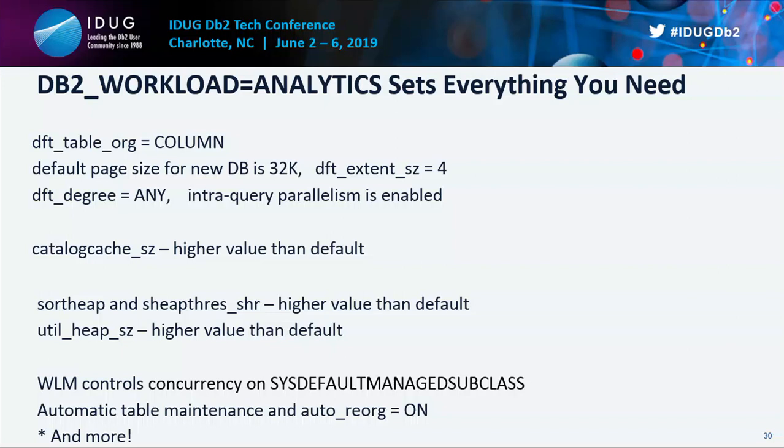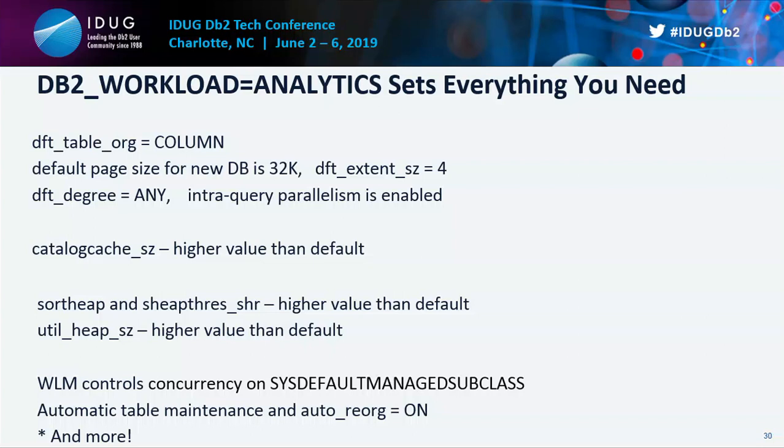So what does workload analytics do? Number one is it sets the default table org to column. So from that point on, every time you say create table, if you don't specify, you get a column organized table. Because it's an analytics workload, we want your page size to be big, so you put as many rows on a page and get as much page compression as possible. But because of that, we also drop the default extent size. The reverse in non-workload analytics is actually 4K page and 32 pages. So the whole extent is the same size. It's just which is more important that is reversed.